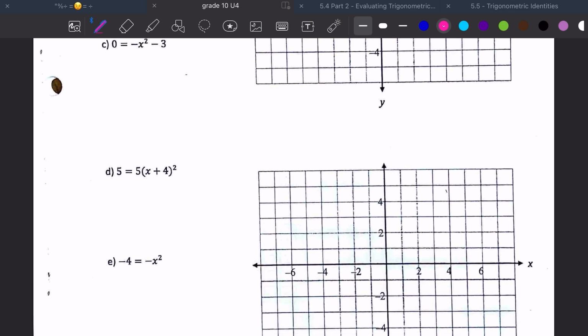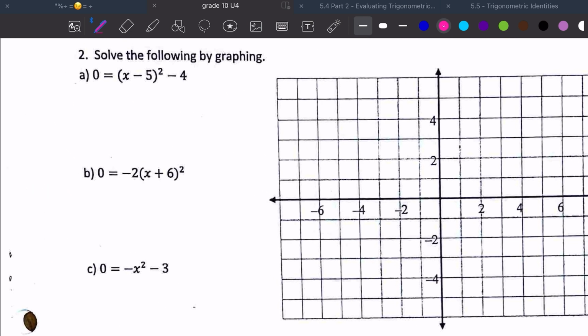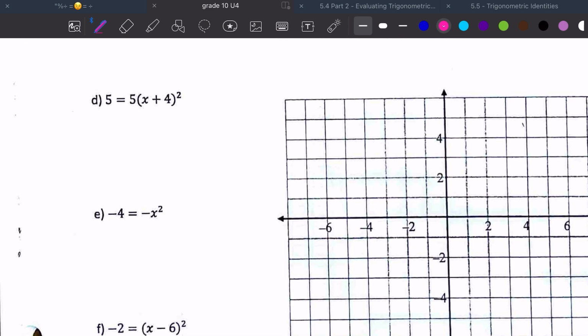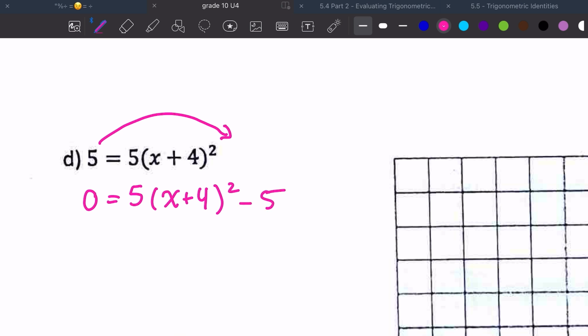The only ones that are different are these ones are equal to 0, and these ones are not equal to 0. How do I make something equal to 0? I just have to bring them to the other side. So for example, this one, if I bring 5 over, this is really just going to be 0 equals 5x plus 4 squared minus 5.